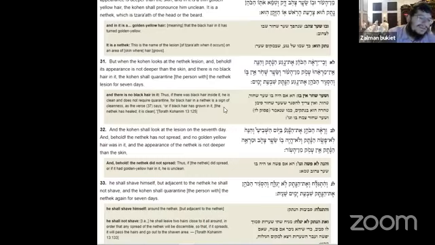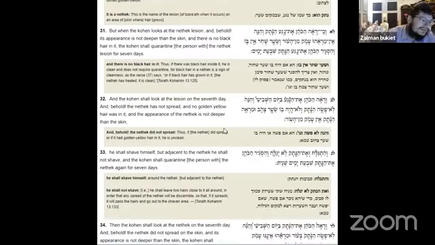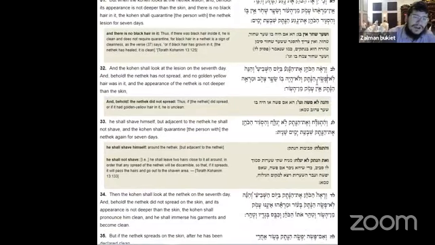Rashi just explains, if there's black hair in it, which is just normal hair, is what they're saying, then there's nothing to worry about. Then he's clean. But if it doesn't have black hair, but it's not golden yellowish, then you have to just wait the 7 days. Lamed Beis, on the 7th day the kohen shall look.